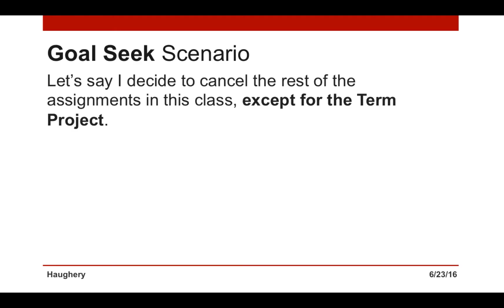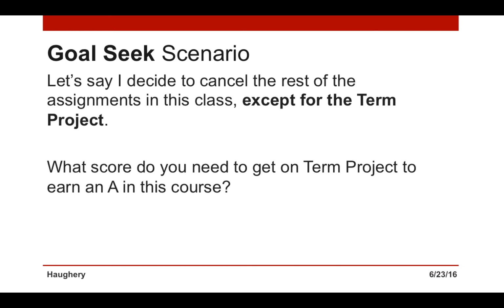So the first additional function we're going to look at is goal seek, this functional capability called goal seek. A scenario where we might use this is where maybe I decide that we're going to cancel the rest of the assignments and projects in this class except for the midterm project. So everything you've done up till the midterm is all you're going to get graded on in this course. And the question would be, what score do you need to get on that midterm project to earn an A in the course? Taking into account the grades you've gotten up to today, what's the grade you need to get on the midterm project?